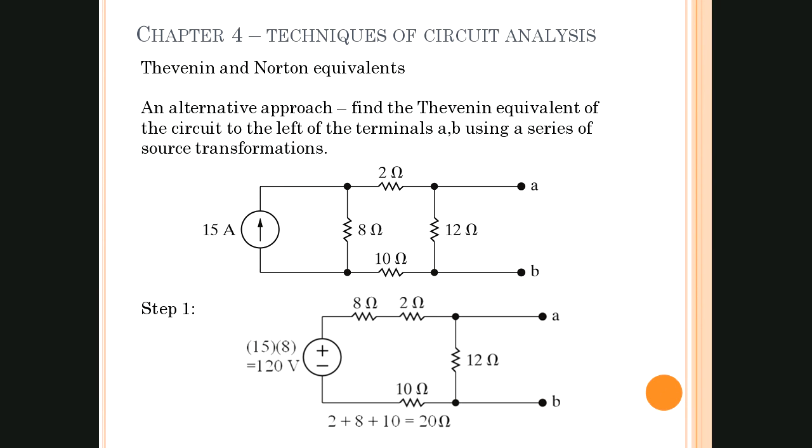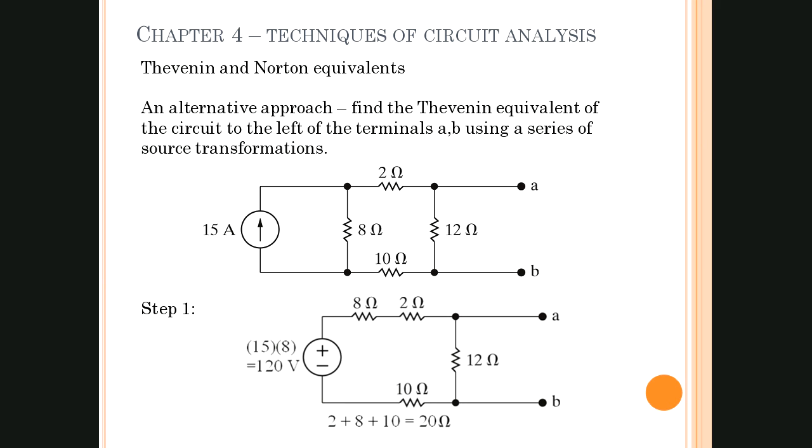An alternative approach: find the Thevenin equivalent of the circuit to the left of the terminals A and B using a series of source transformations. So let's go ahead and do source transformation now, instead of doing the resistive parallel series network combination. I'm going to go through this kind of quick, because we should know how to do source transformations. And again, if you don't, go review that video.